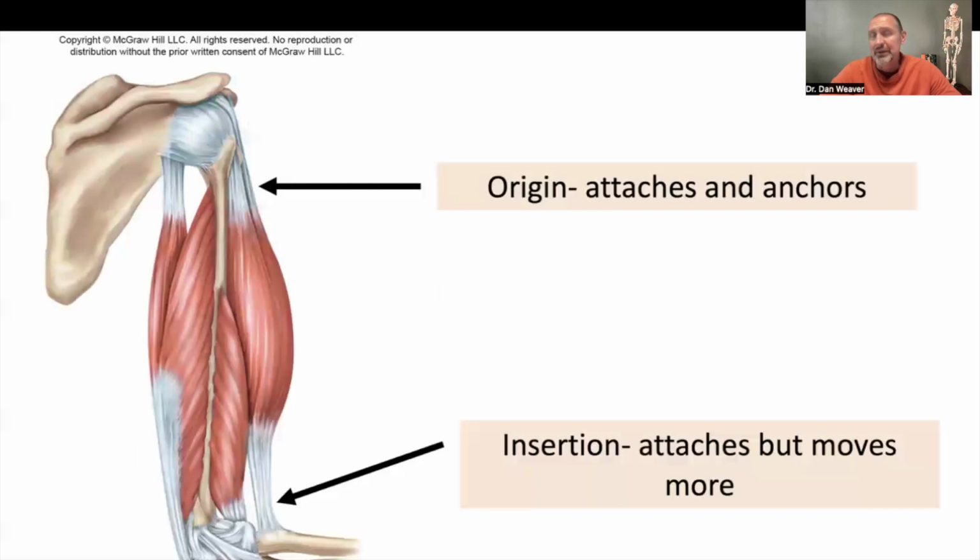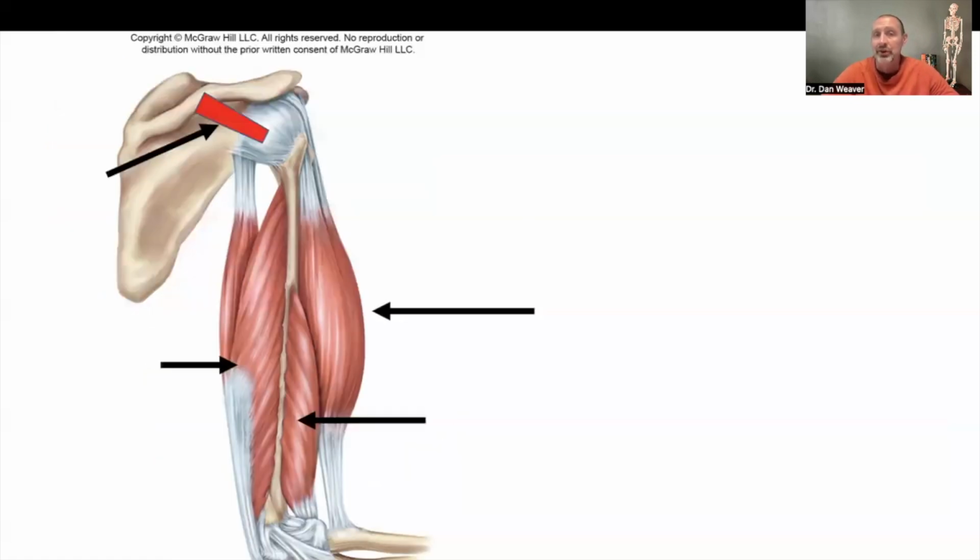So the origin is where the muscle attaches and anchors. So when the muscle contracts, it's going to move. But the origin is typically the part of the muscle that moves less. That's the anchor point. The insertion is going to pull on some bone to move it toward the origin. That's typically how origin and insertion work.